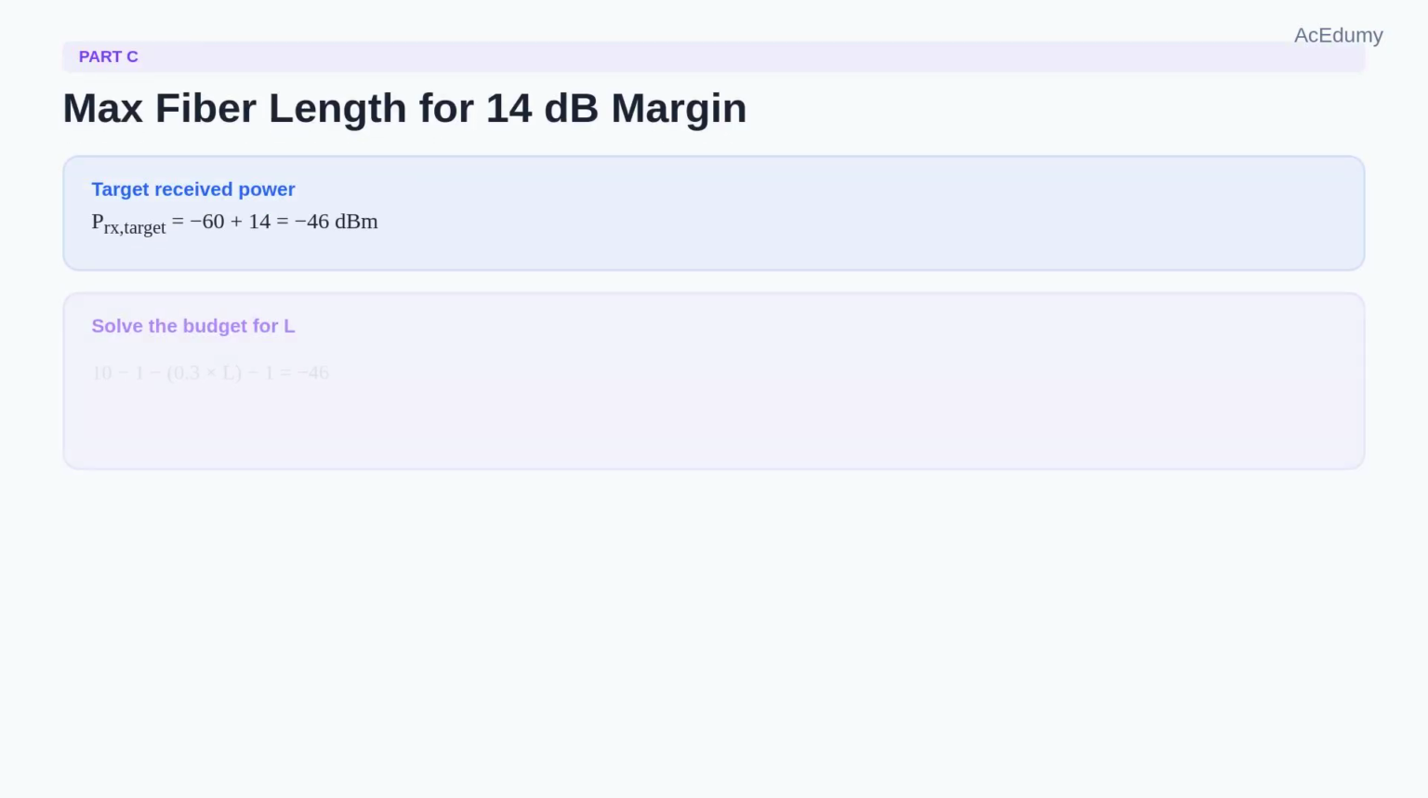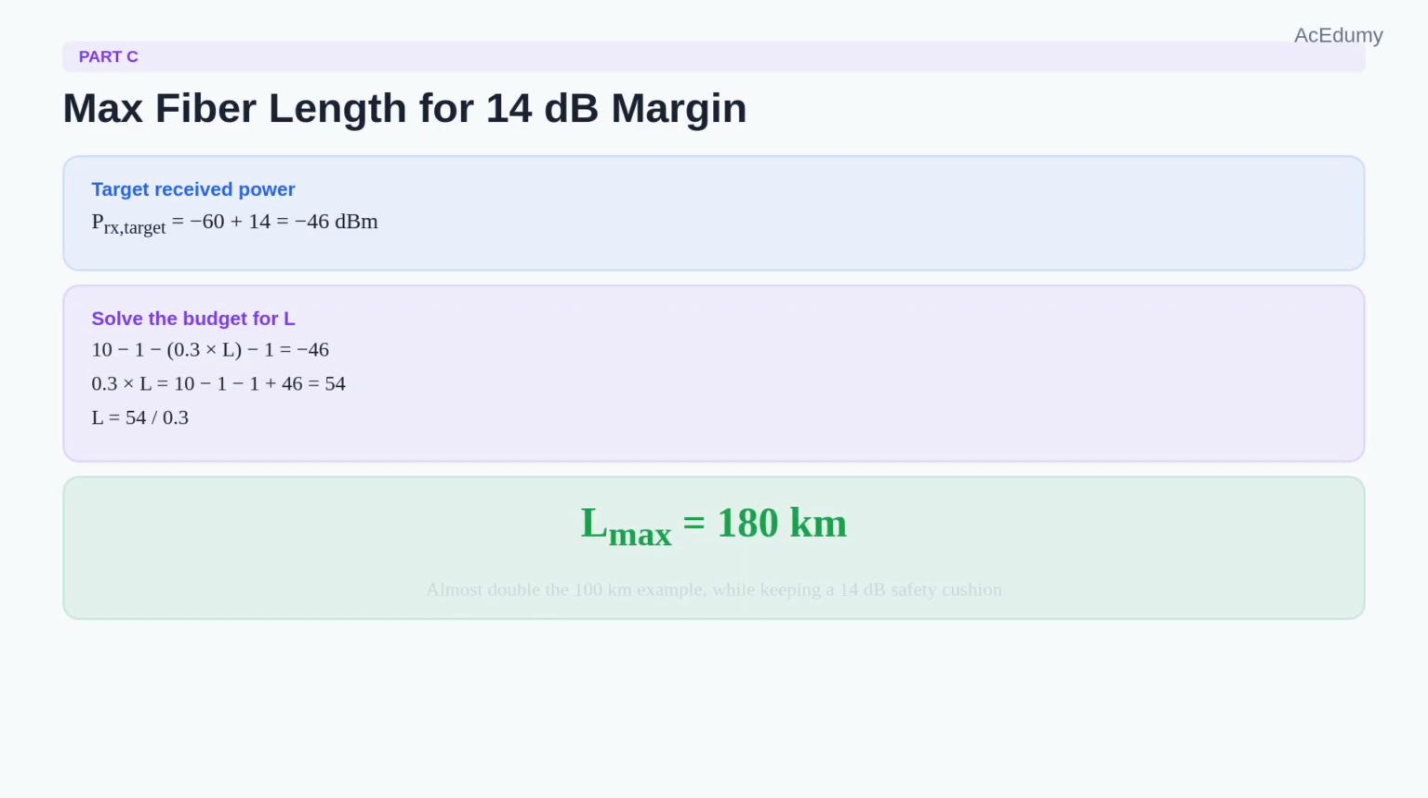Part C. How far can the fiber go and still keep a 14 decibel margin? We target a received power of -46 dBm. That is the threshold, -60, plus the desired 14 dB margin. Now we set up the budget. Laser output minus the two connectors minus fiber loss equals target power. 10 minus 1 minus 0.3 times length minus 1 equals -46.